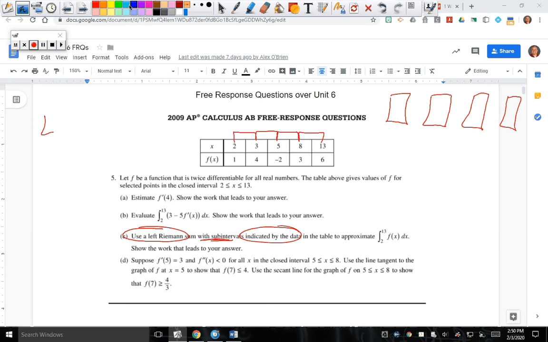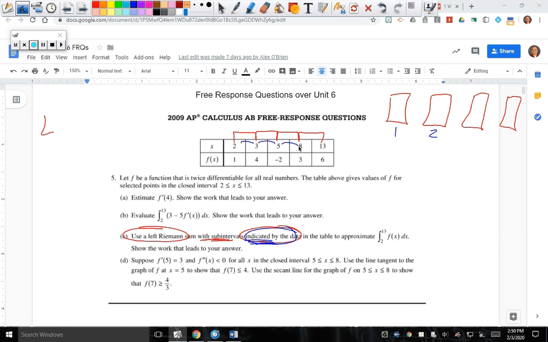And do you know why they said "indicated by the data"? Why do you think they said that? Well, what's the width of the first one? Yeah, they're going to be different sizes. These are not all equal. So you won't use b minus a over n to have equal subintervals. Okay? What's the width of the second one? 2. Remember, these are from the x jumps.